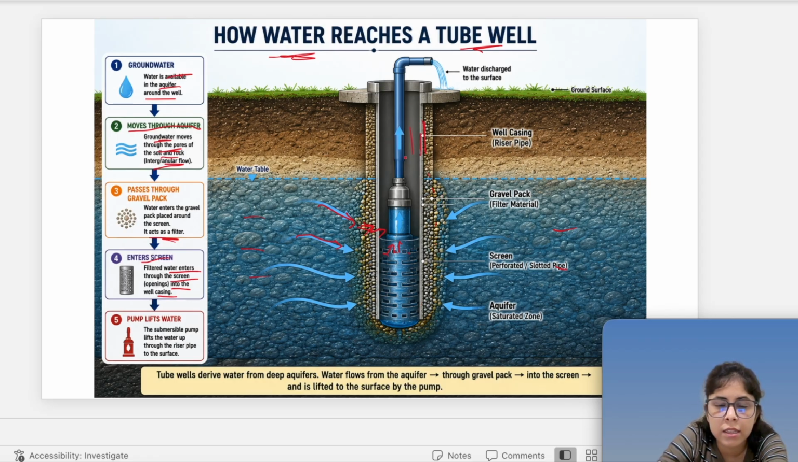After the screen, the water will come in here, and then we have the pump. So the water is stored in this. Now the pump will be used for lifting the water. We need energy to lift the water, right? Water came from all these processes into the tube of the well. Now we have to lift it. For lifting it, we need a lifting mechanism. So the pump works here. So the pump lifts the water. So this is how a tube well works.